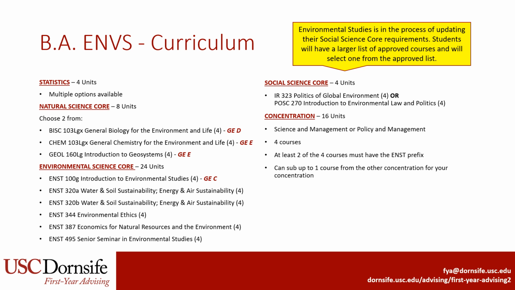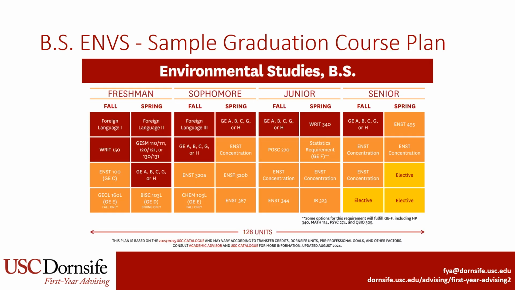For the social science courses, students in the BA take 1 course instead of 2, and just like in the Bachelor of Science, Environmental Studies is in the process of updating their curriculum to provide a larger list of courses to choose from. The concentrations in the BA are Science and Management or Policy and Management, and they consist of 4 courses each. Here you can see a sample 4-year course plan for the Environmental Studies BS degree.